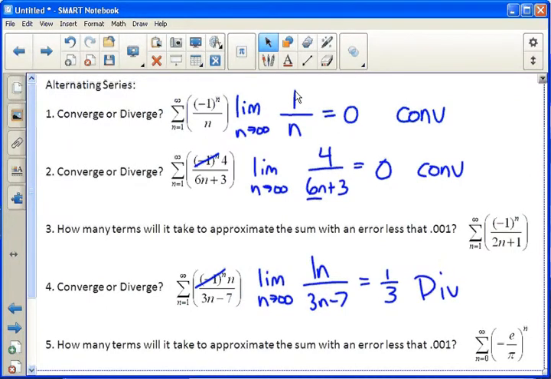So you take the limit. This is a 1n, by the way, not natural log. You take the limit of the part that's not alternating. If you get 0, it converges. You get anything else, it diverges.